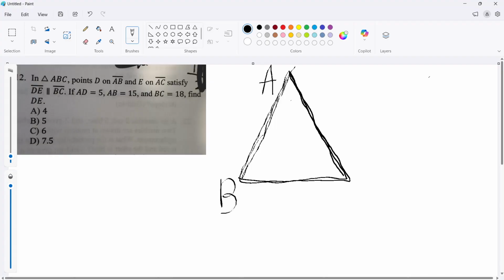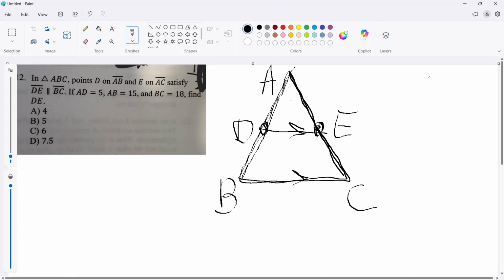I'm writing the information that it gives me. I'm going to double check to make sure that I know what it's asking for. It wants the length of this DE thing. Well, I haven't finished drawing it. So it says D is on AB. So here's D. And it says E is on AC. So there's E. And then it says that DE is parallel to BC. So these two are parallel.